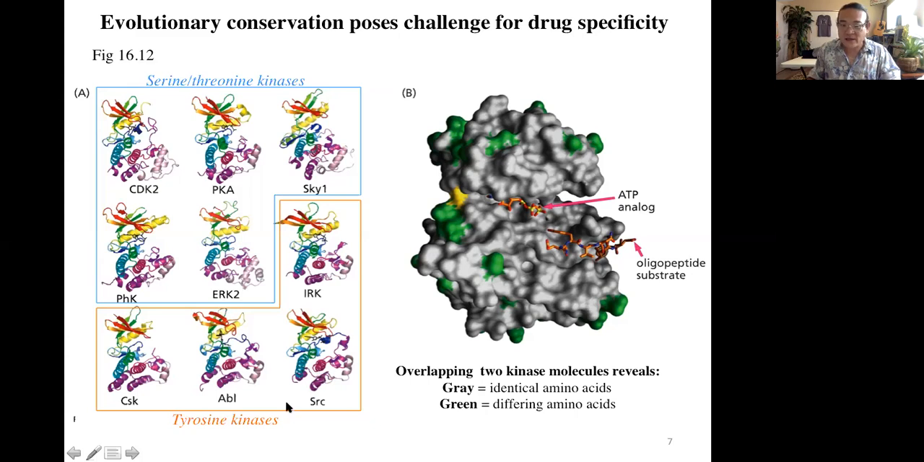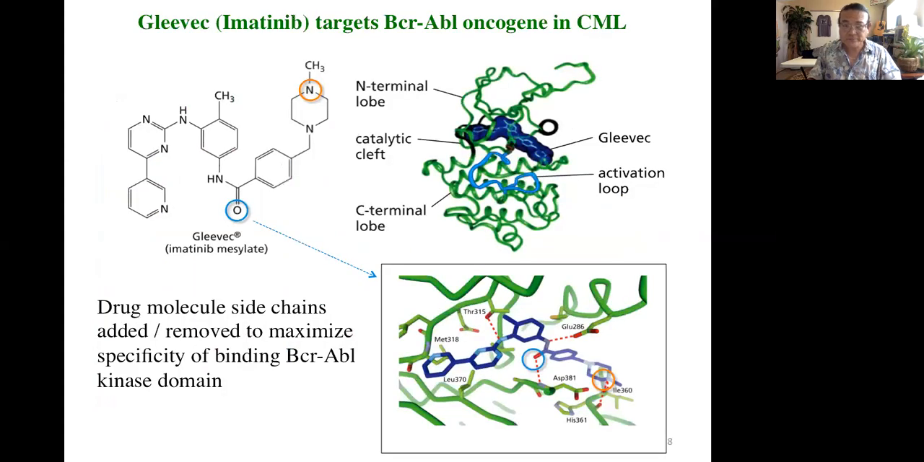The problem is you go ahead and target one of these. Let's say you're trying to target SRC. You design this and you're like, wow, this is great. It fits in SRC, and then SRC doesn't work anymore. And you think, wow, this is great, and you see dollar signs and you're all excited. But the problem is what? This same drug is going to also inhibit the rest of these kinases as well, because it fits in that same pocket. So this is why specificity becomes a real big issue.